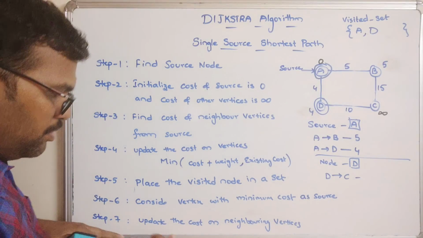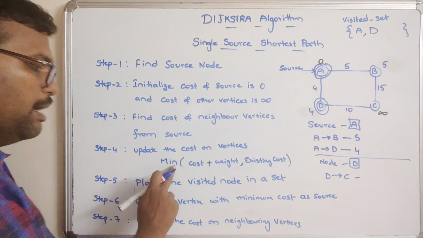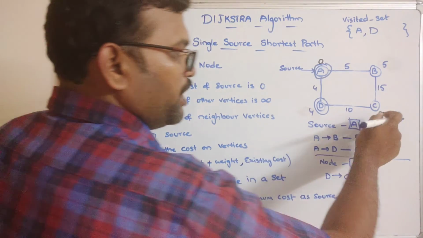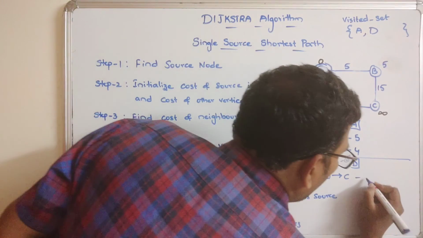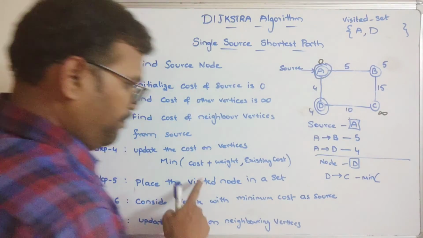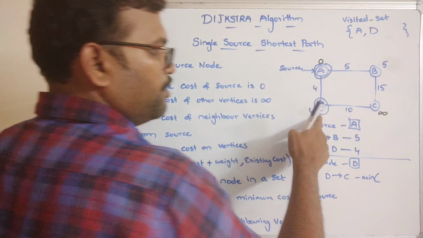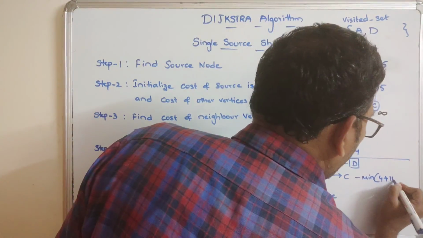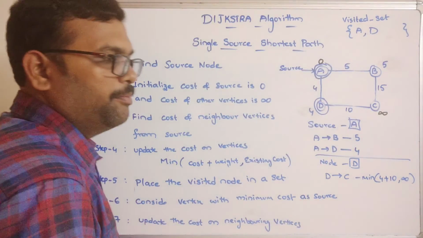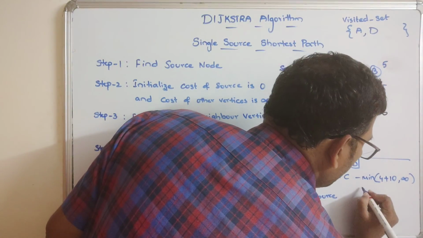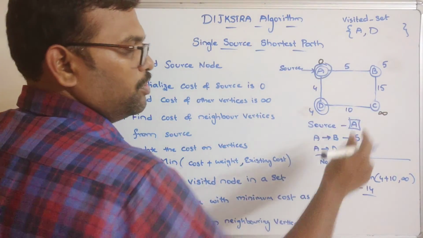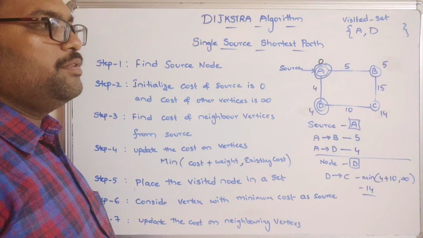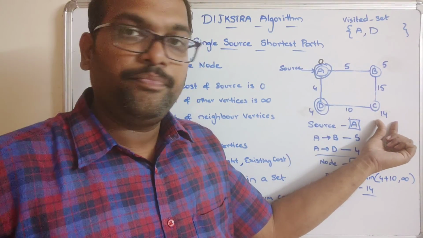So what we have to do? Update the cost based upon this one. Minimum of cost plus weight, comma, existing cost. So here you can see existing cost is infinity. So minimum of cost. What is the cost of D? 4 plus weight 10, comma, infinity. So which one is the minimum? So obviously it will be 14. 14 is the minimum. So update this one with 14.